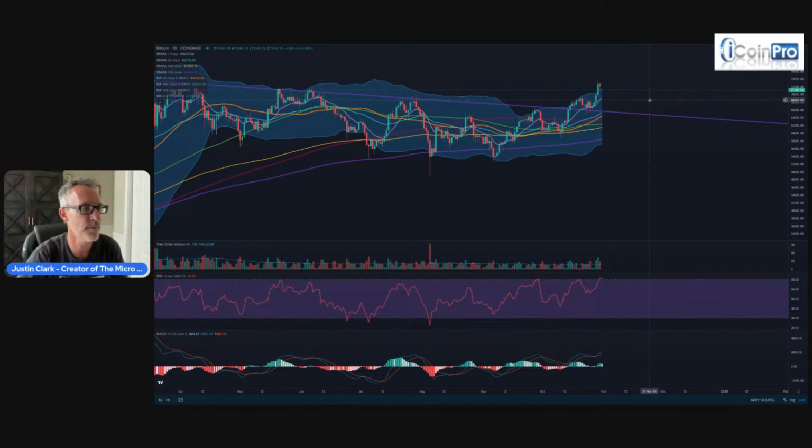Again, watch for this pullback. Alts can kind of dump a bit. But if we get a quick bounce back up, that's very positive. Okay, that's going to show a potential for a bullish move.